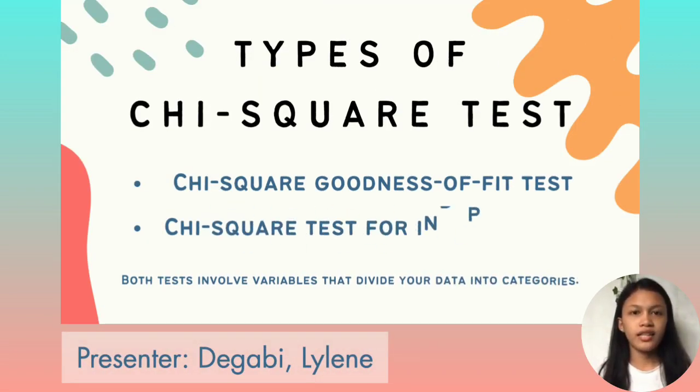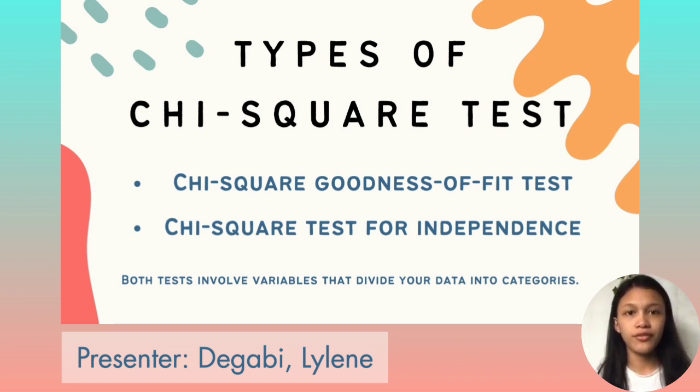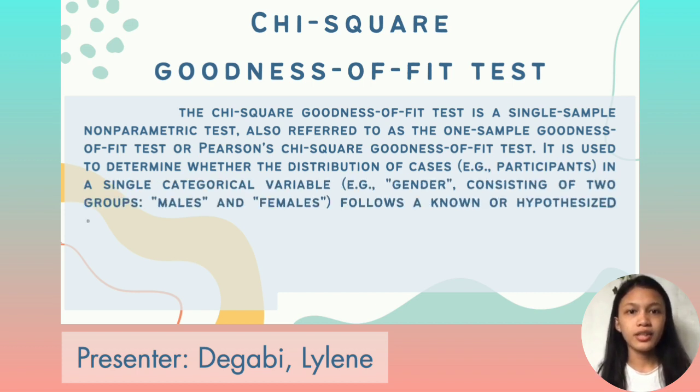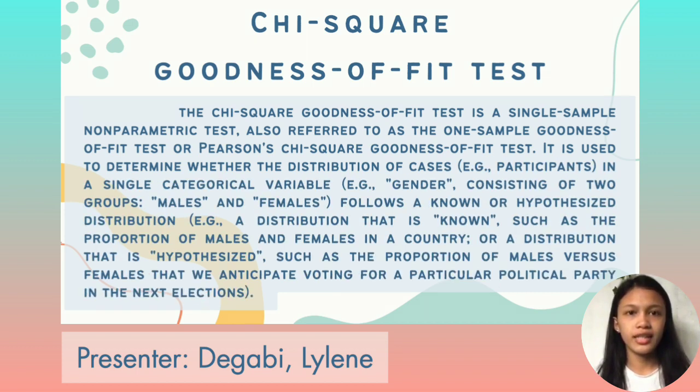Types of chi-square tests. There are two commonly used chi-square tests, the chi-square goodness of fit test and the chi-square test for independence. Both tests involve variables that divide your data into categories. So let us know first the chi-square goodness of fit test. The chi-square goodness of fit test is a single sample non-parametric test, also referred to as the one sample goodness of fit test or Pearson's chi-square goodness of fit test.